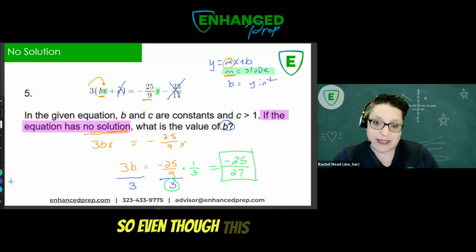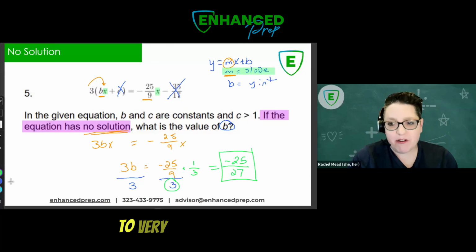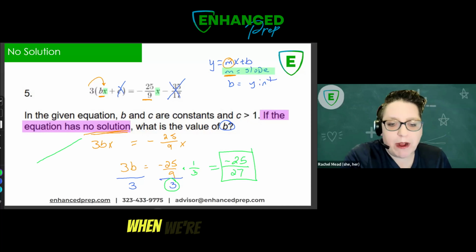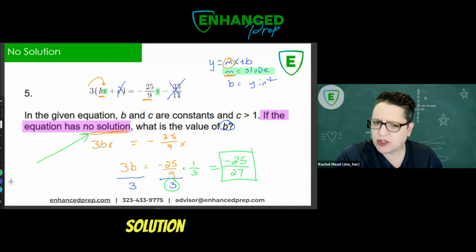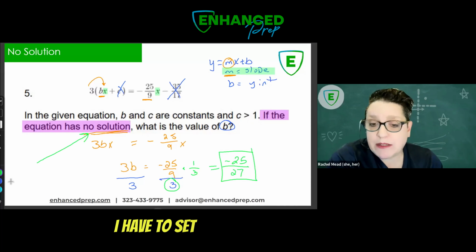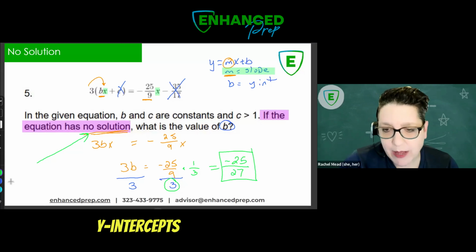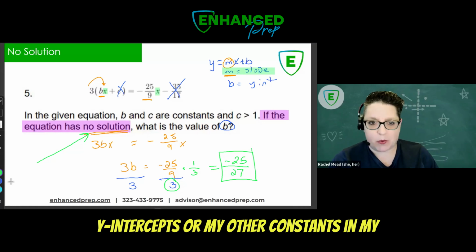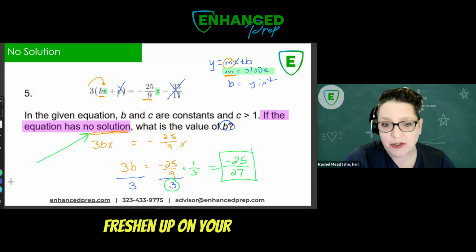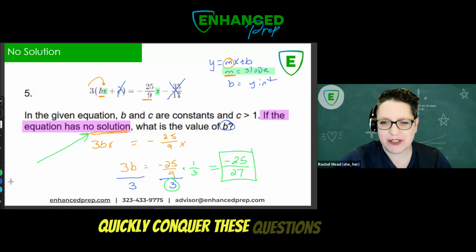So even though this is a grid-in or a free-form response question, we're able to very quickly work through this when we're recognizing, oh yeah, no solution. If I have two linear lines, that means they're parallel. I have to set my slopes equal to each other, and I care nothing about my y-intercepts or my other constants in my equation. Freshen up on your rules about your no solution, and you should be able to quickly conquer these questions as well.